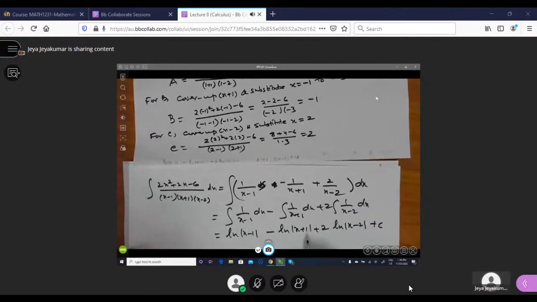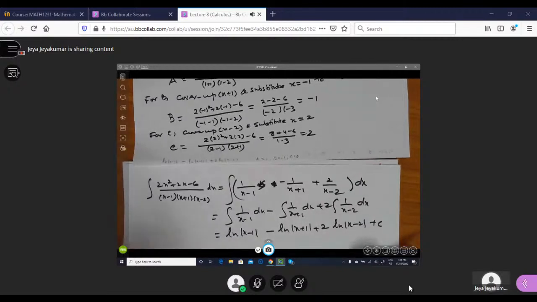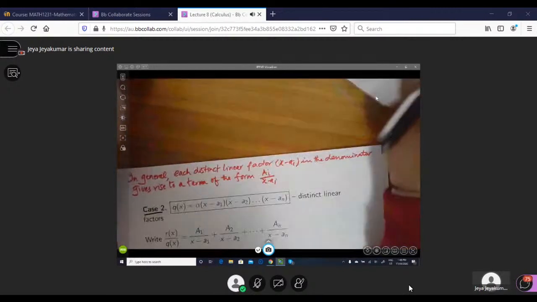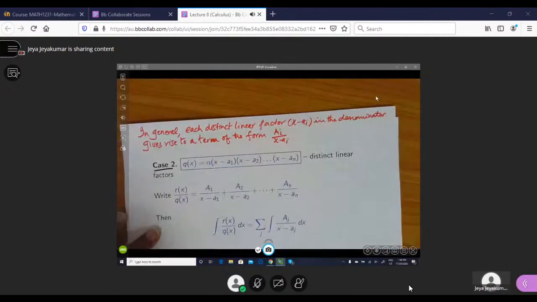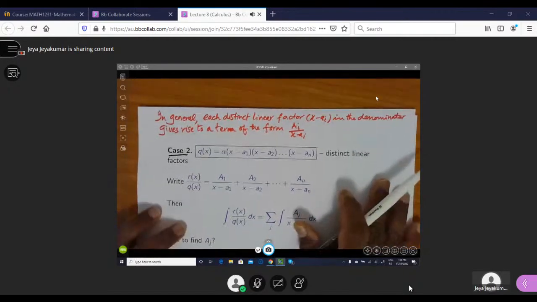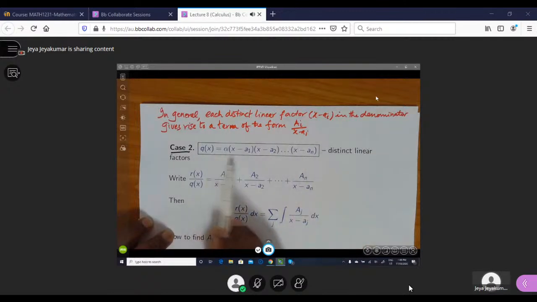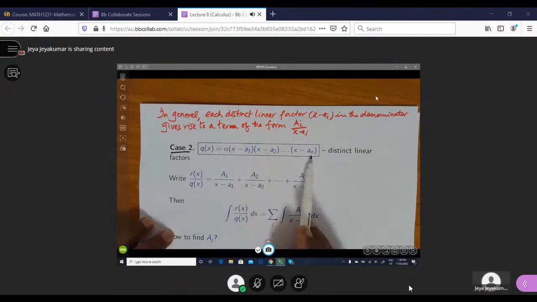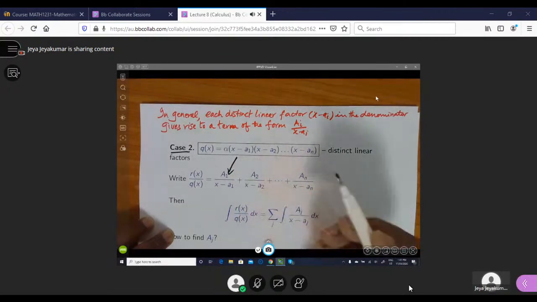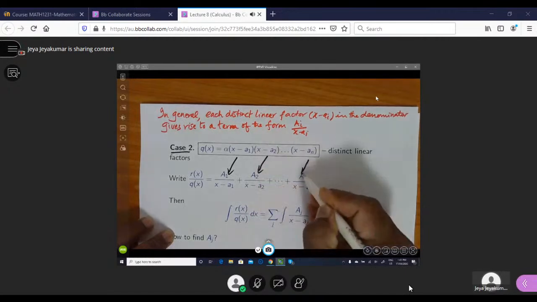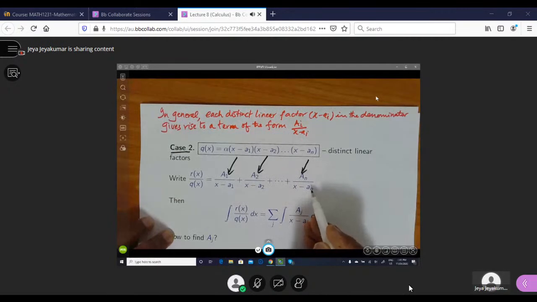All right, so that's how we deal with distinct linear factors in the denominator. This idea will work more generally as well. You don't need to worry about this general theory, but I'm going to give you the more general situation. If the denominator has distinct linear factors x minus a1 up to x minus an, you are going to have n simple fractions. For x minus a1 you get one fraction, for x minus a2 you have another fraction, and so on up to n simple fractions. Then you can easily integrate that.